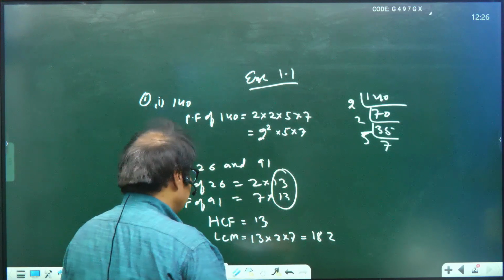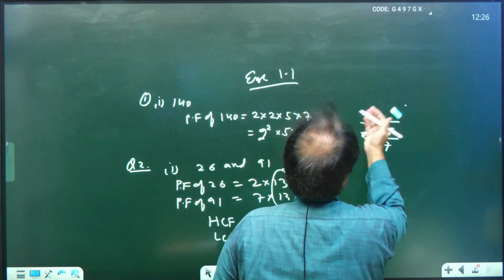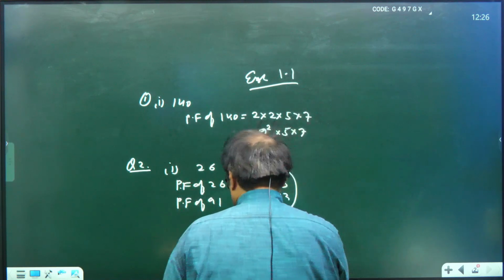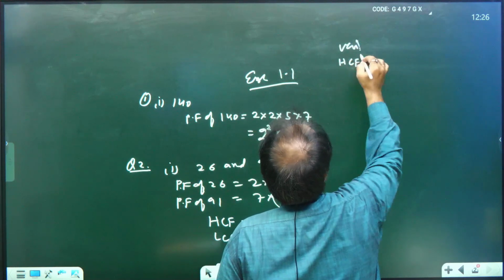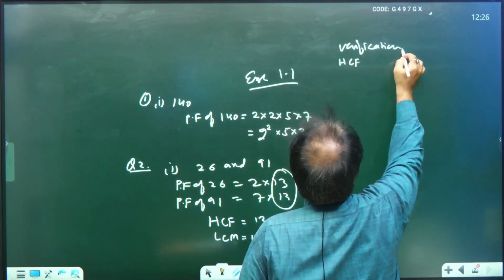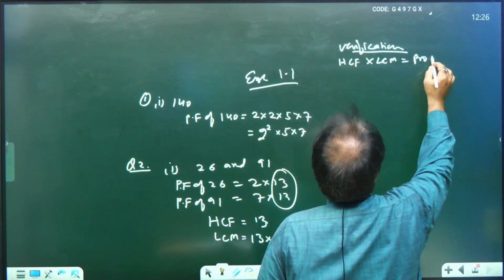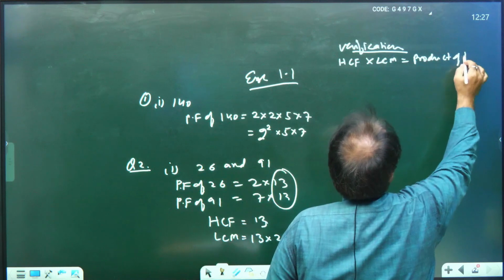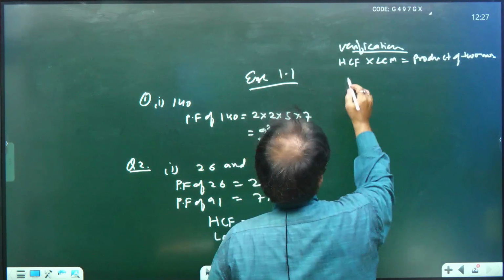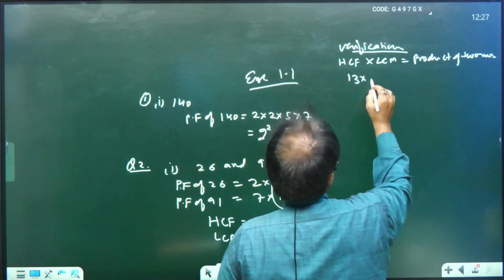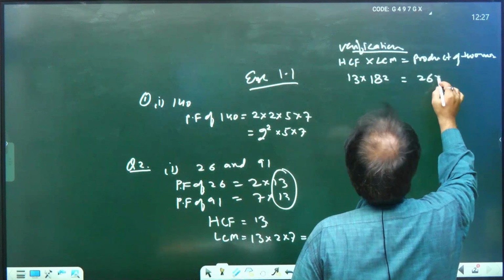Now the question says verify it by the formula. Write it here, verification. HCF into LCM is equal to the product of the two numbers. So the HCF is 13 and the LCM is 182, and the numbers are 26 into 91.